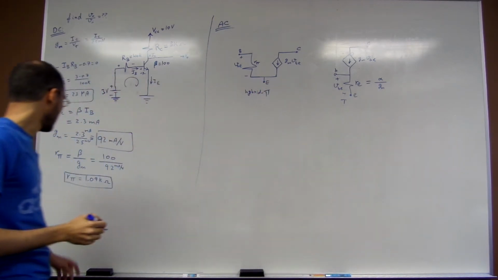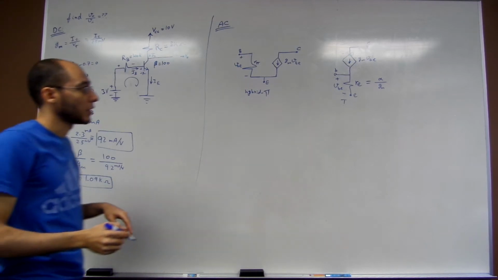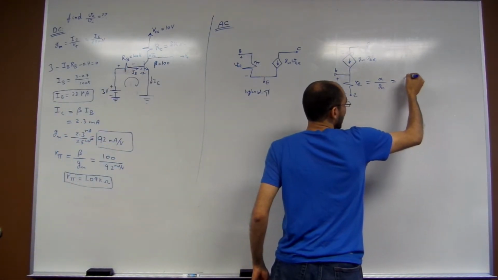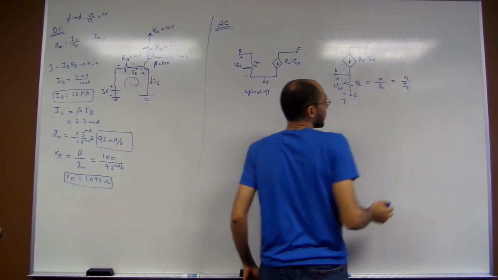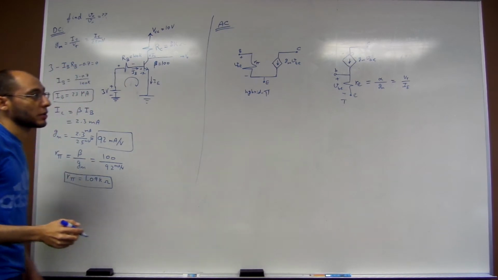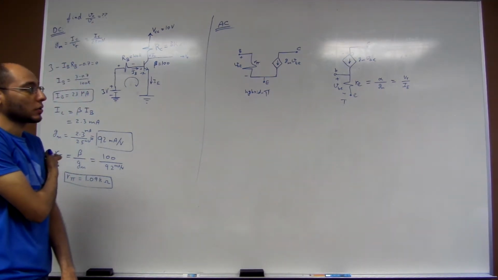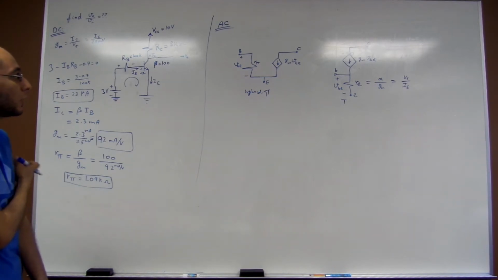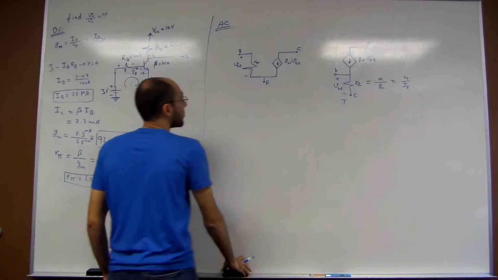So R pi is equal to beta over Gm, and RE is equal to alpha over Gm, which is the same as what you calculate as Vt over IE. So if you want to calculate RE not using the Gm but using the Vt, you can calculate it using the Vt and the emitter current. Okay, so let's get going through this model.